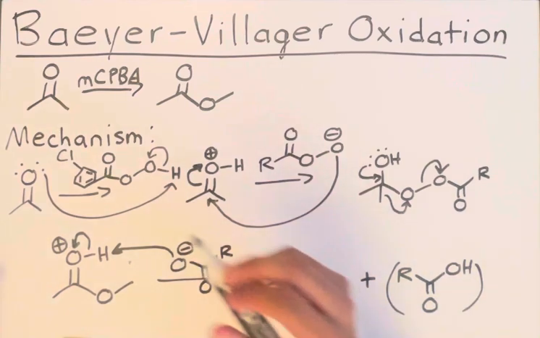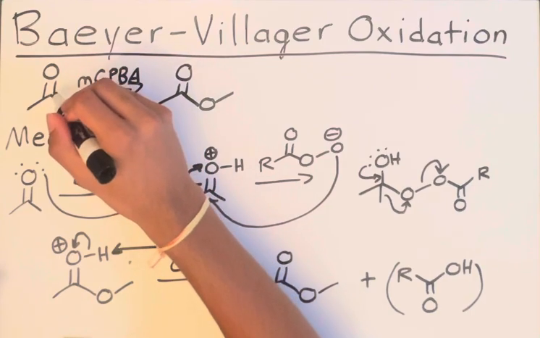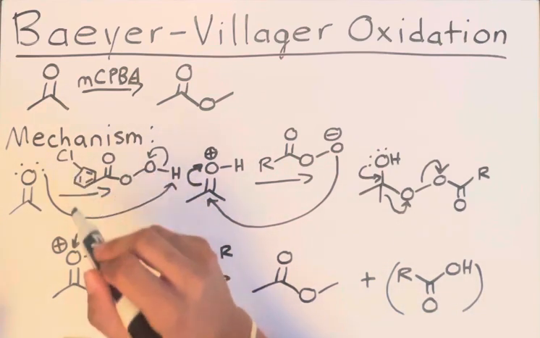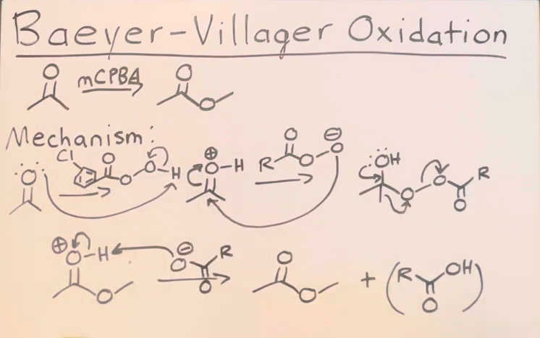So now, what we started off with was one carbonyl right here, which once again can be a ketone or an aldehyde, we've done a reaction and we've formed an ester and then a carboxylic acid. Because remember, our R would just be our chlorine and our benzene ring that was derived from our mCPBA. So this is the complete reaction and mechanism for the Baeyer-Villiger oxidation.